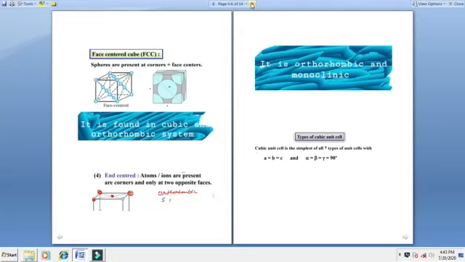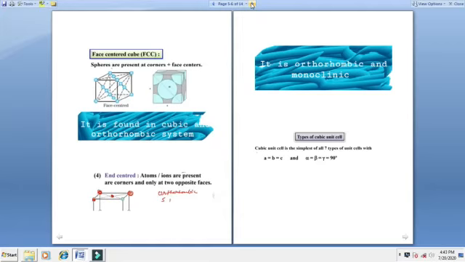End-centered atoms or ions are present at the corners and only at 2 opposite faces. At the corners again, 8 into 1 by 8 makes it 1, and 2 opposite faces, 2 into 1 by 2 faces, that means 1, and that is shared by 2 more. So 1 plus 1 makes it 2. It is found in orthorhombic and monoclinic crystals.